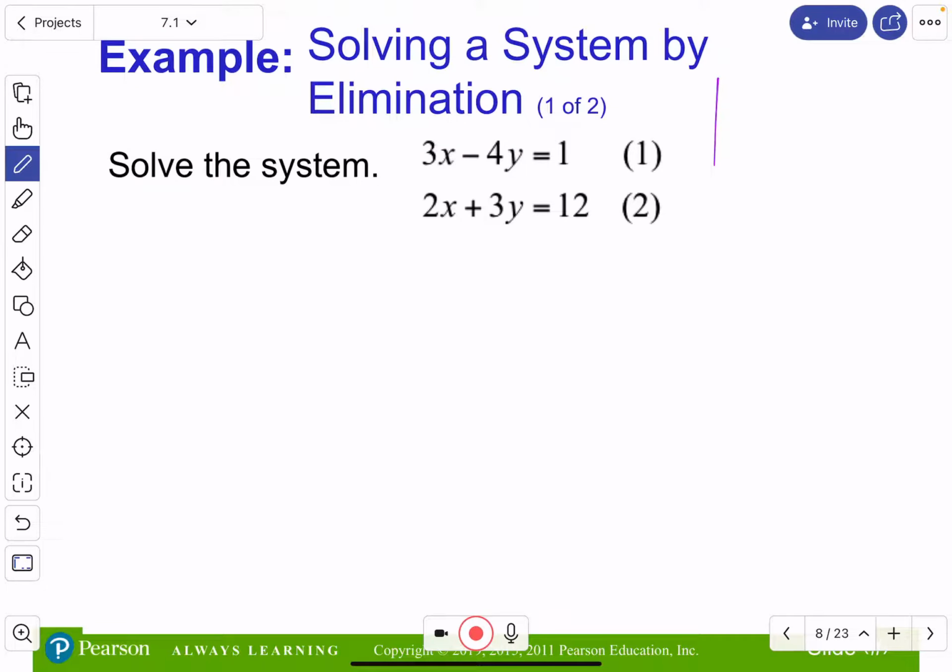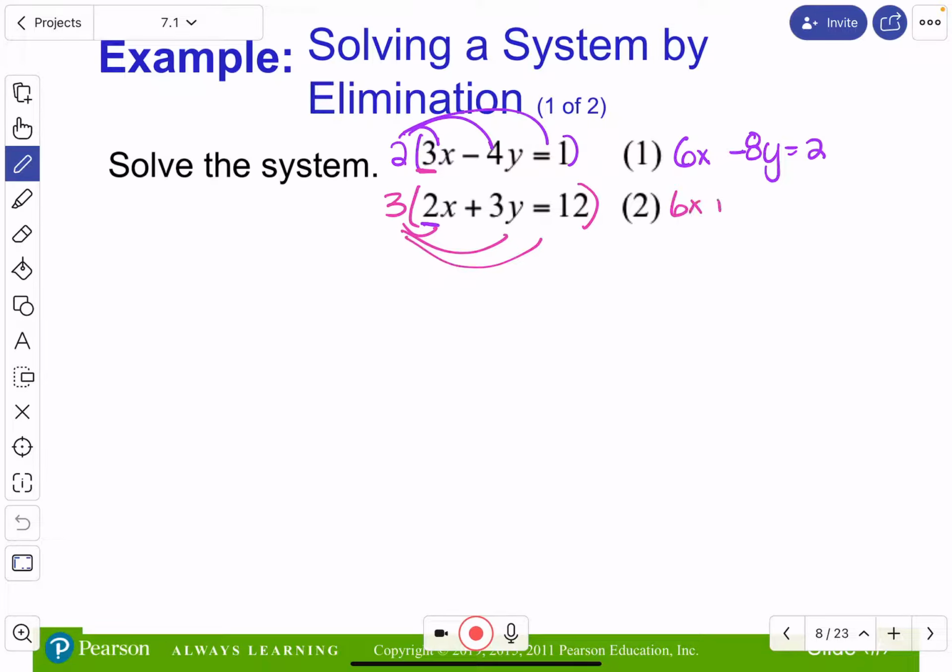Elimination is when we multiply the equations by coefficients to get one of the variables to eliminate. So if we multiply the top equation by the coefficient of x in the other equation, we get 6x minus 8y equals 2. Then we do the same thing to the bottom, but we multiply by the x coefficient of the top, and we get 6x plus 9y equals 36.